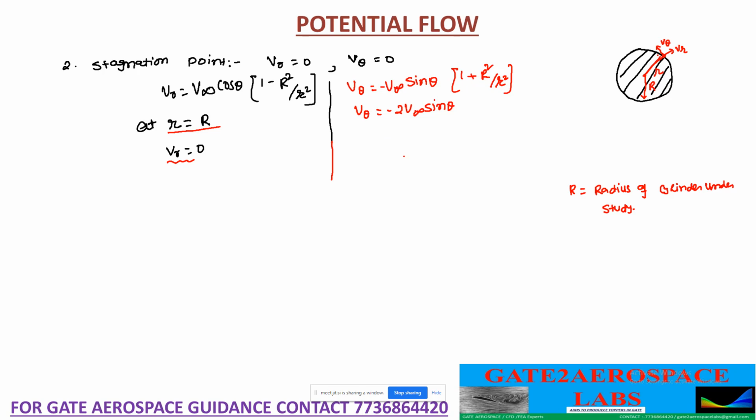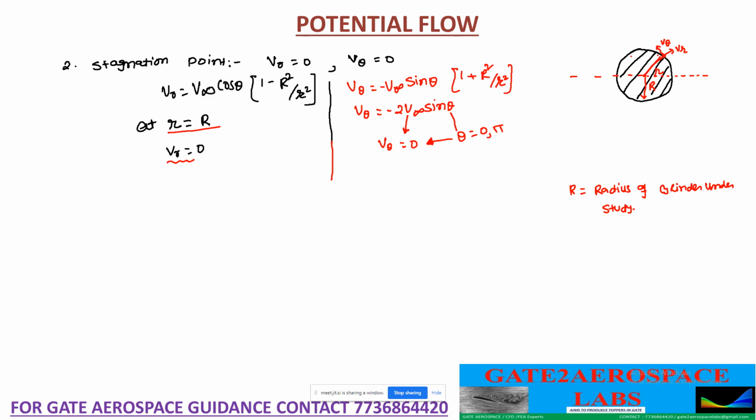So my general expression for v theta at the surface of the cylinder is minus 2 v infinity sine theta. Correct? Now I want v theta to be 0. At what location is my v theta equal to 0? If you see this, for theta equal to 0 and pi, we will be having v theta equal to 0. Correct?